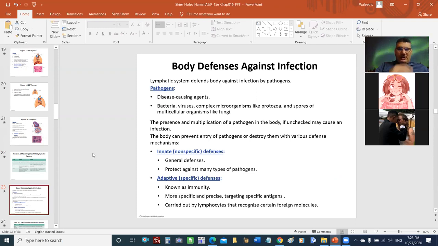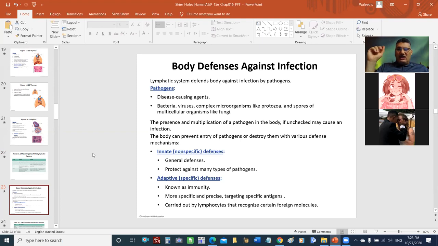We defend our body in different ways. The first line is that you do not permit the pathogens to enter in the first place. You do not allow anything to get in the first place. And if it gets in, you can have a second line and a third line. But the first line is something that's called non-specific defense or innate. This non-specific defense is a defense against anything. It's not specific, it's not specified.